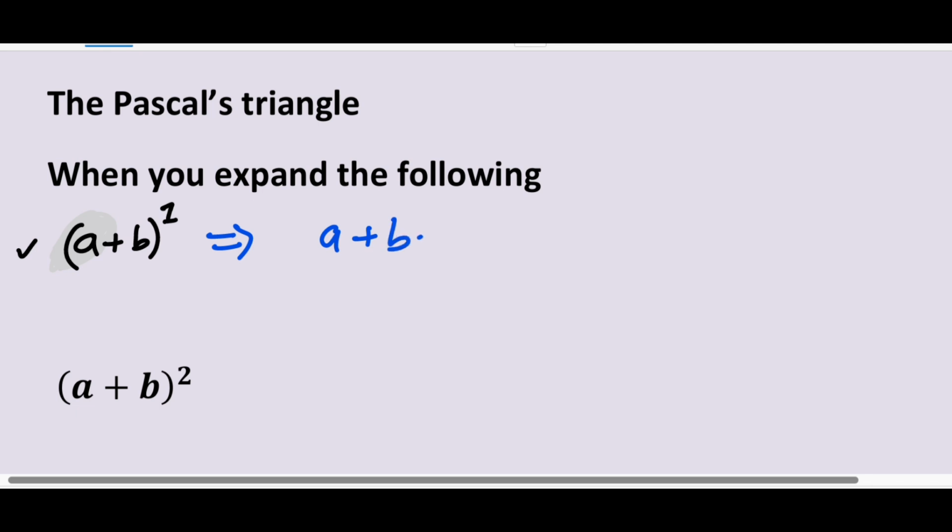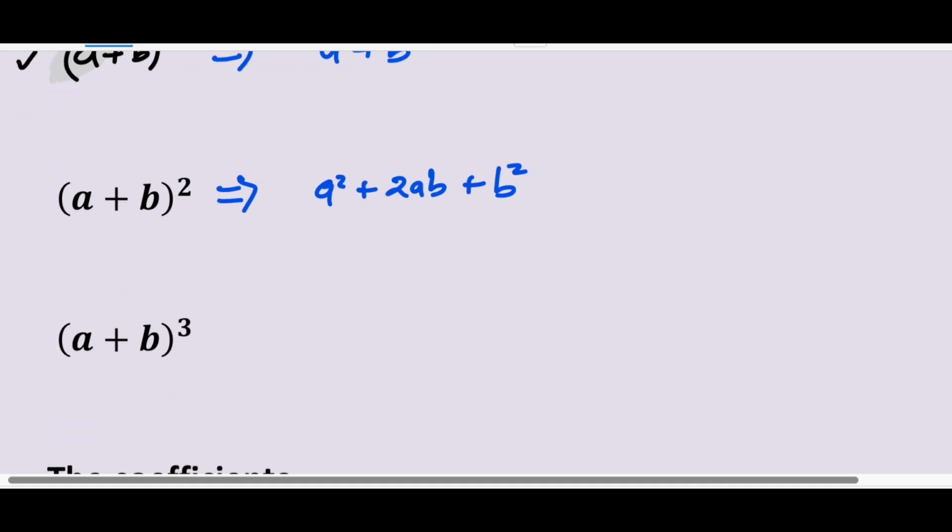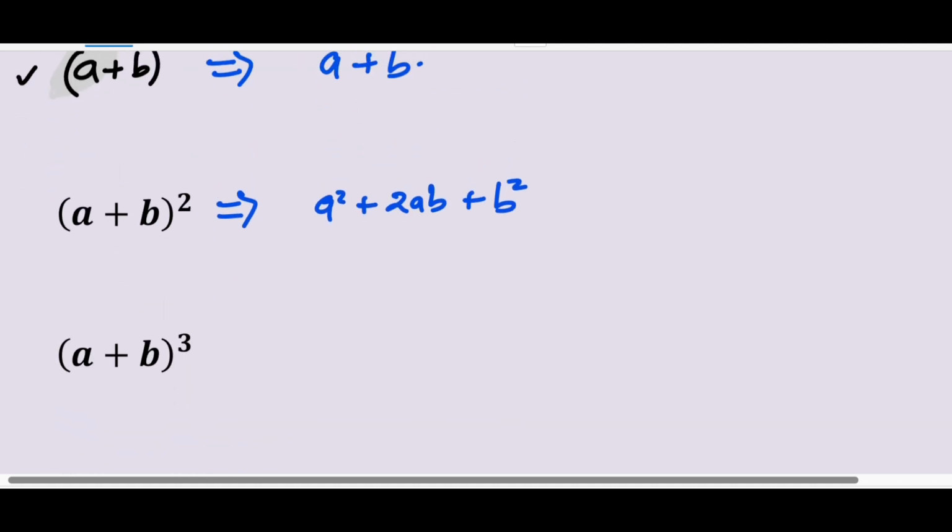Now, what about a plus b raised to power 2? This one we had already worked out earlier, and it was a squared plus 2ab plus b squared. Then the next one, a plus b cubed. This one we worked out and we found that it gives us a cubed plus 3a squared b plus 3ab squared plus b cubed.